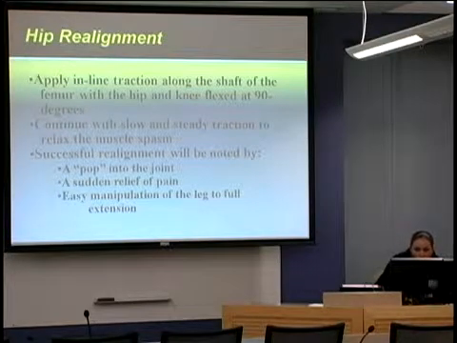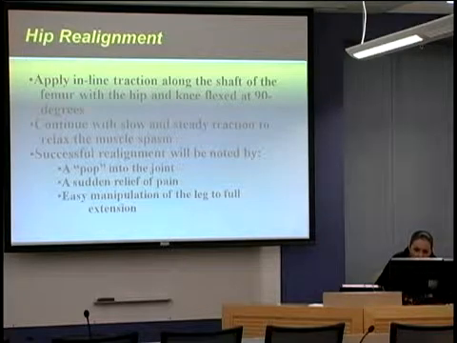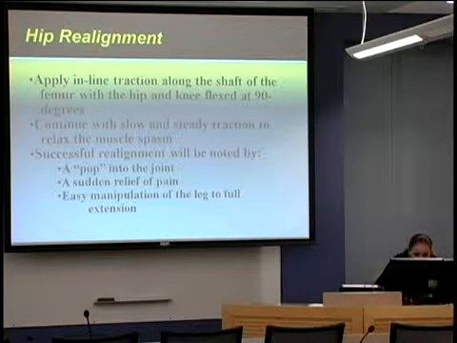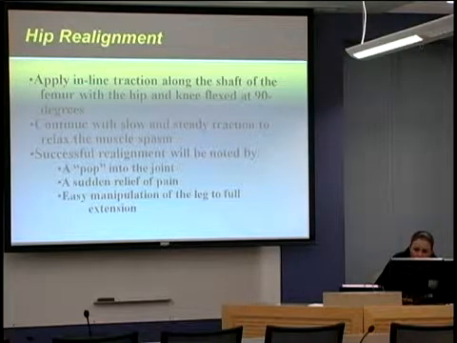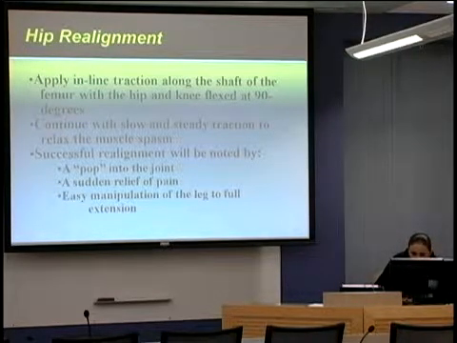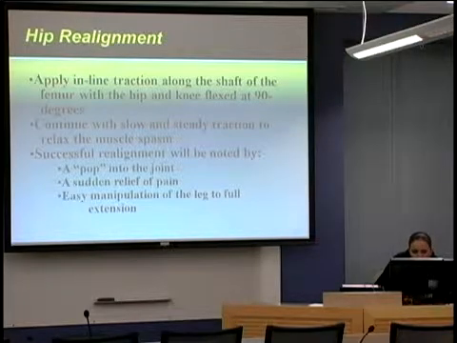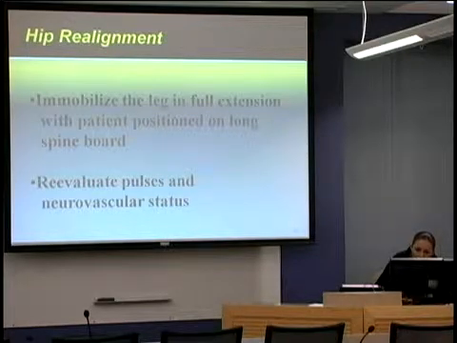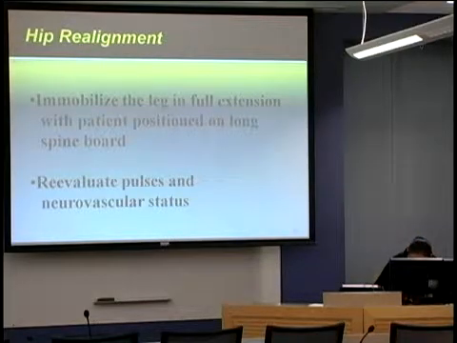Hip realignment. When you do that, you would want to apply inline traction along the shaft of the femur with the hip and knee flexed at 90 degrees. Continue with slow and steady traction to relax the muscle spasm. You would know that you successfully did this procedure if you noted a pop in the joint, a sudden relief of pain, or easy manipulation of the leg to full extension. Immobilize the leg in full extension with the patient positioned on a long spine board. After doing that, reevaluate pulses and neurovascular status.